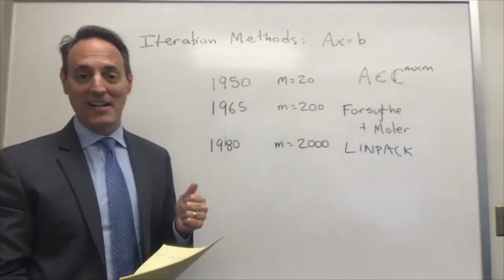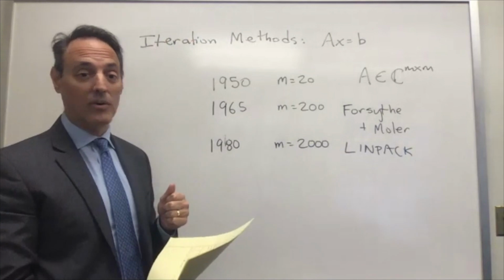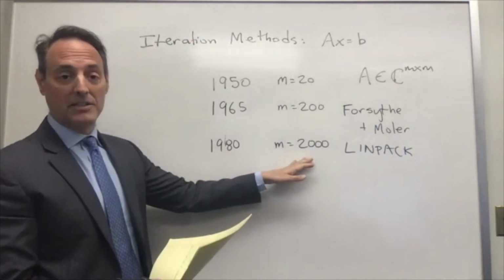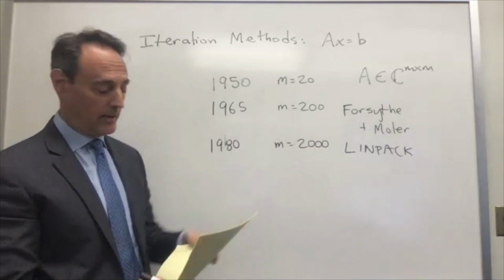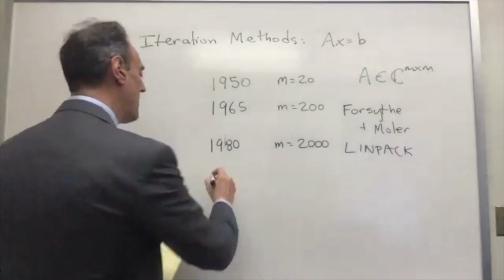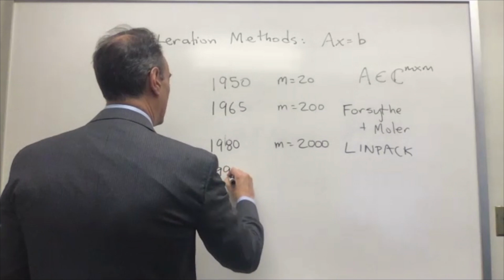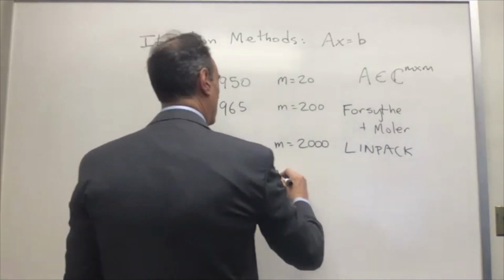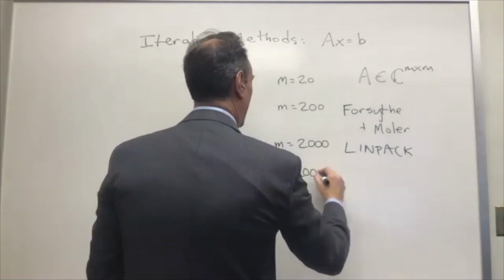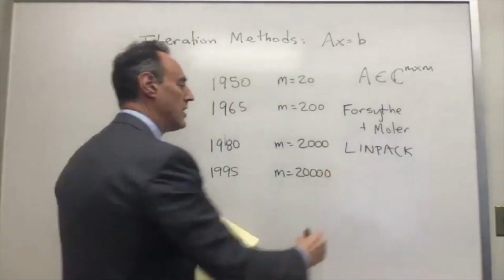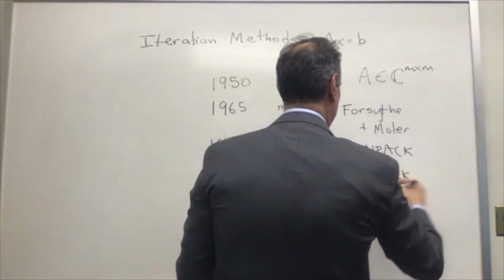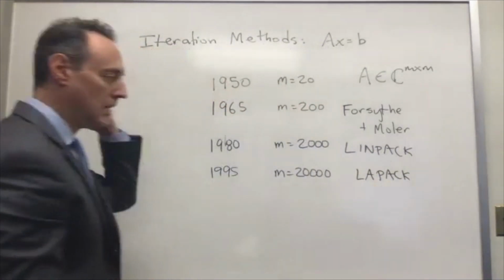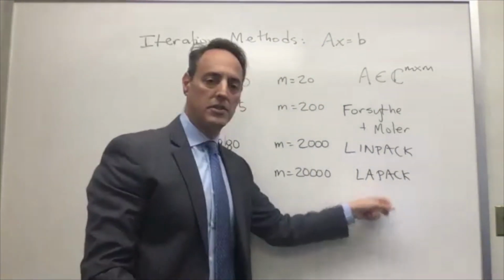It's a long time ago, right? So this is like 40 years ago. And so we're starting to get bigger packages, but still pretty small for what we want to be doing. And then 1995, you get yet another order of magnitude. Now you're in the 20,000 by 20,000 range. And this is done with LAPACK, linear algebra package.